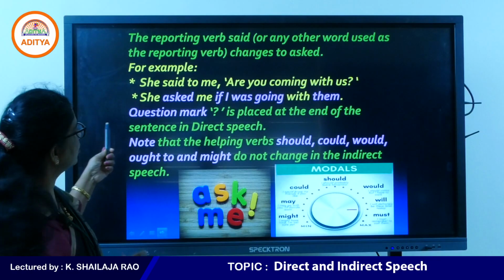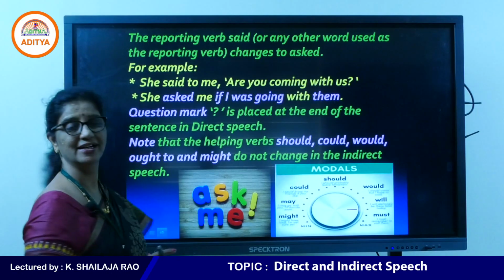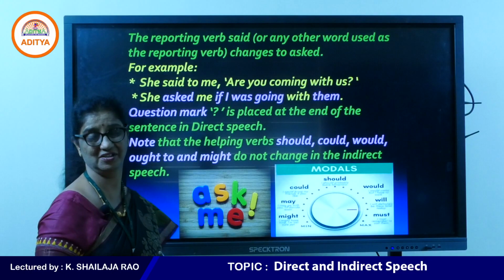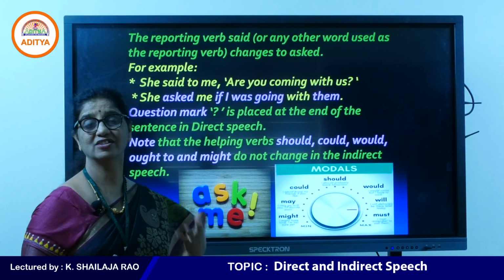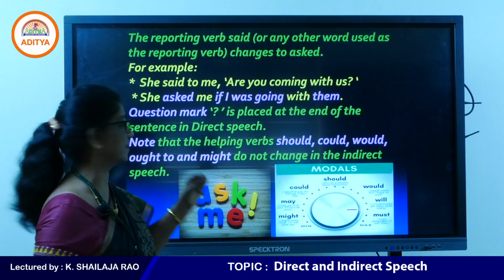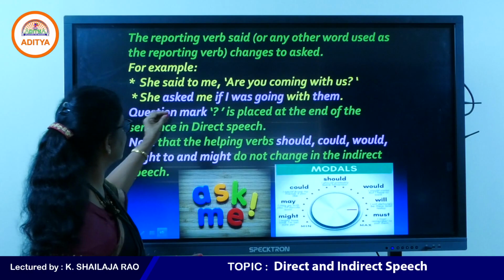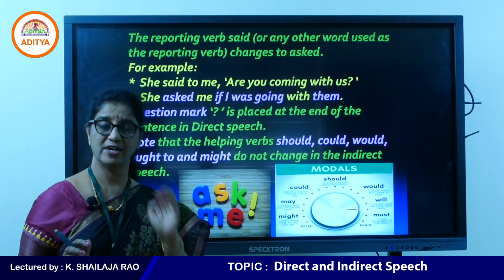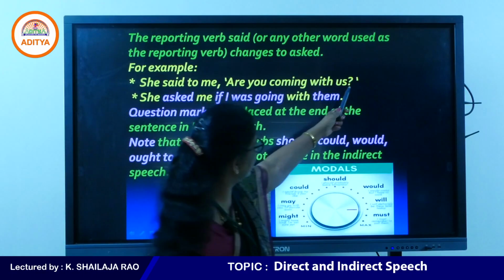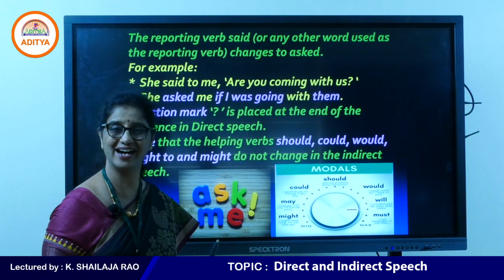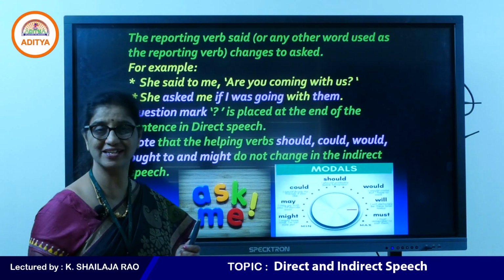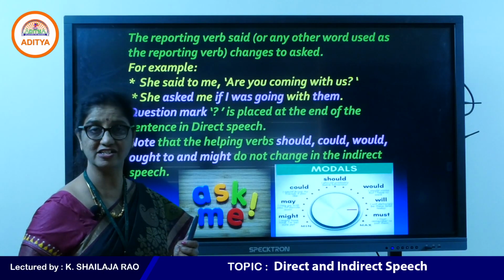So, are you coming with us? This is an interrogative sentence, a question. How do you change it into reported speech? She asked me. Whenever you see a question mark at the end of a sentence, you can always say she asked, or he asked, or they asked. So you know that it's a question, and somebody is asking for some answer to that question.